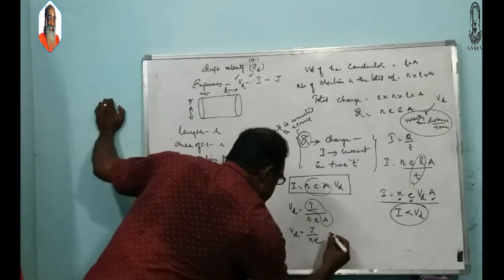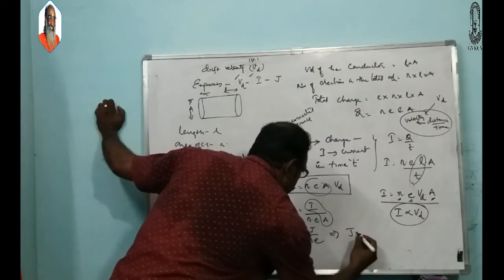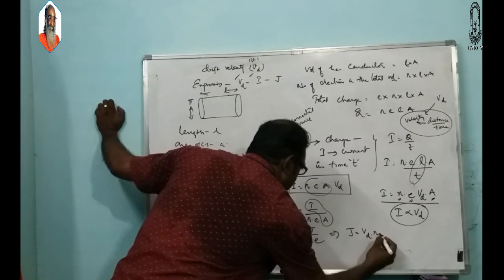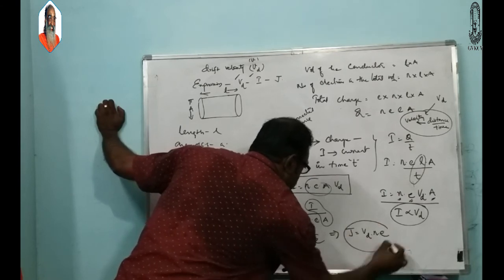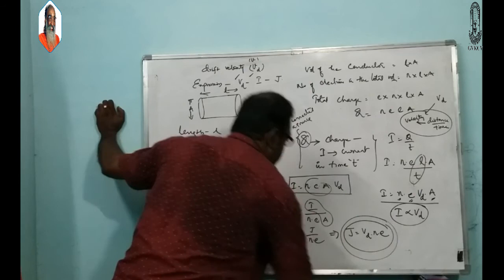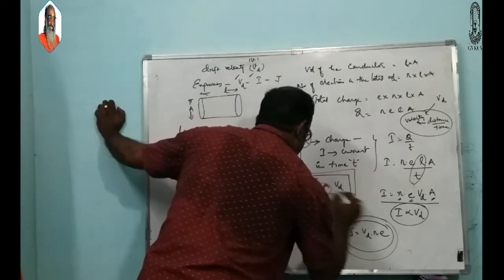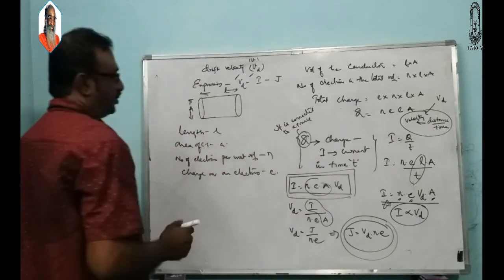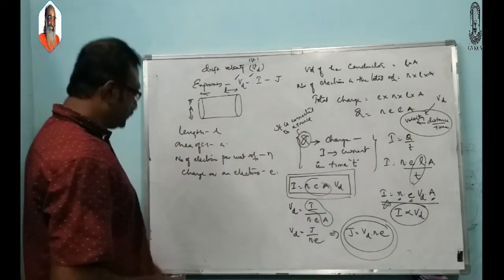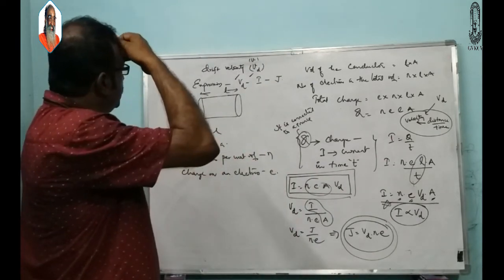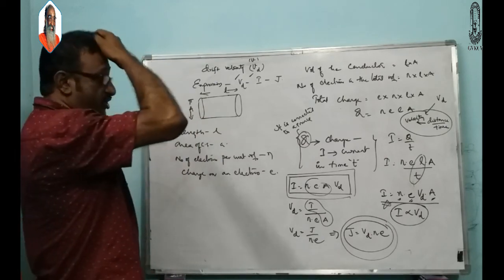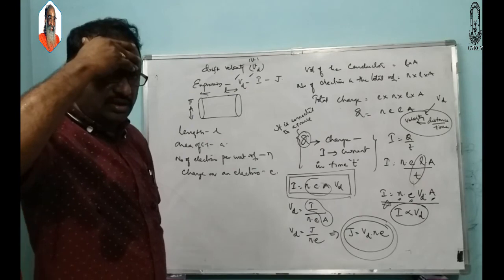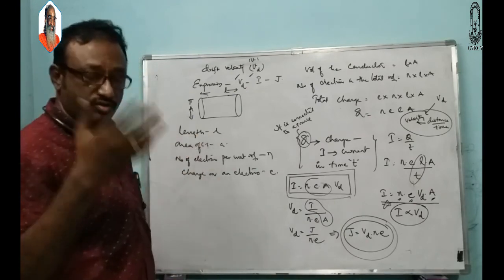Or J is equal to Vd NE. This is one more important expression. This is one important expression and this is another important expression, and we use these for the application part. So now we got the expression for the drift velocity. So how did we get this expression for drift velocity? This derivation is important and you have to keep it in your mind.